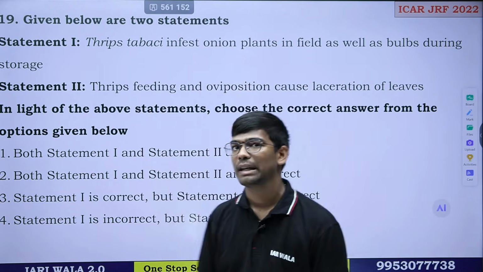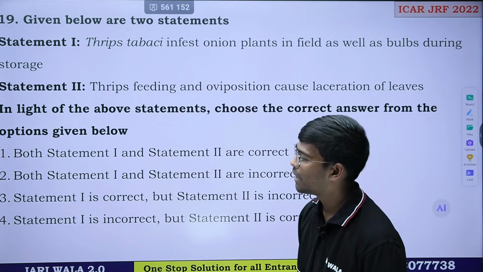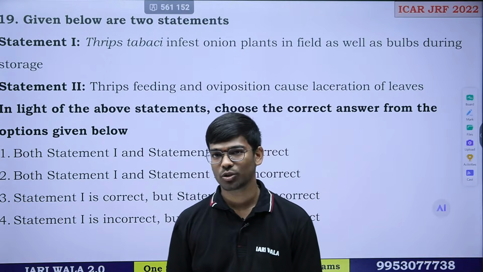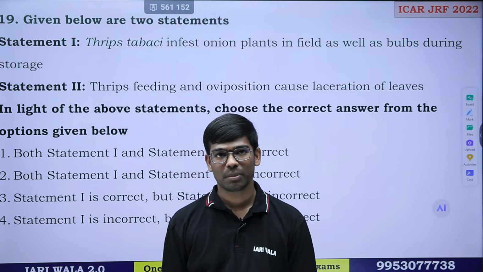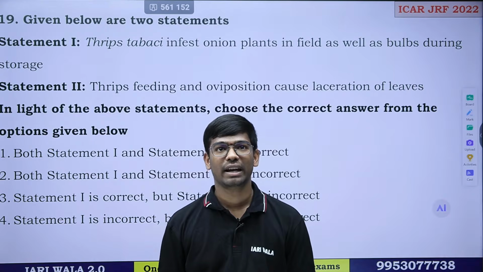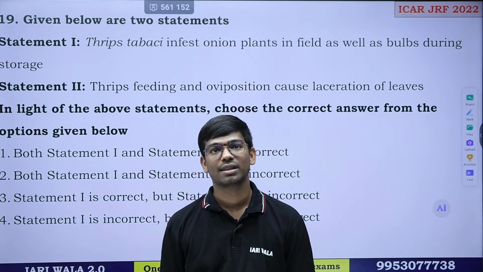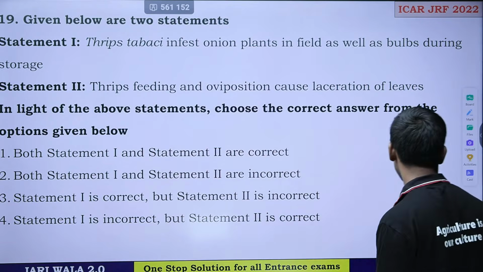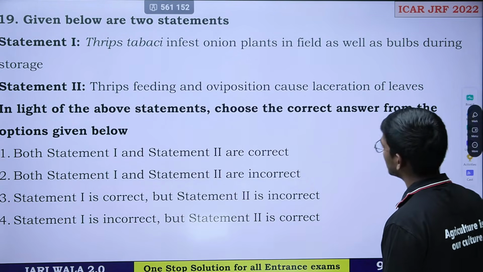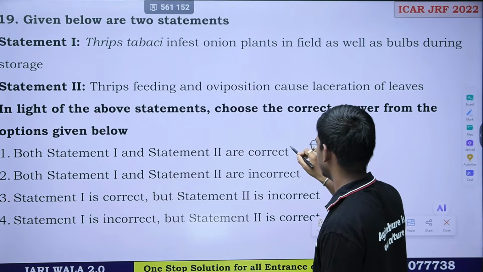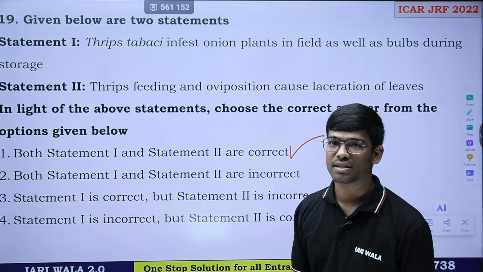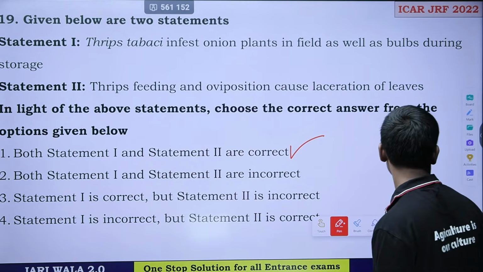Thrips tabaci infest the onion plants and even the bulbs, both in the field condition and in storage conditions. So the first statement is correct. And thrips feeding and oviposition cause laceration of the tissues. That is also correct, it's the biology and nature of damage. So both statements are correct, and many of the students gave the correct answer, A or 1.